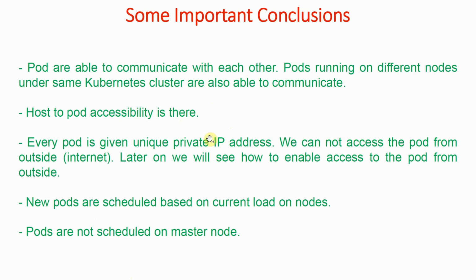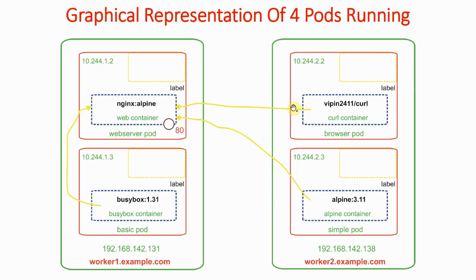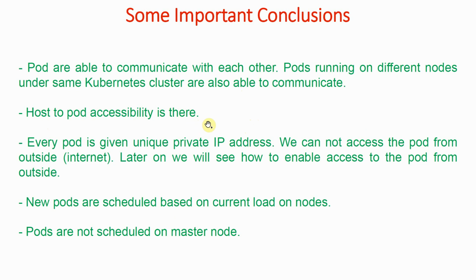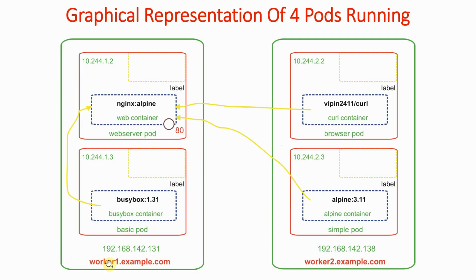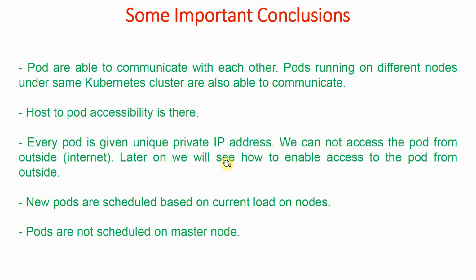Now, what are some important conclusions? We have run so many examples just to make you understand certain things, because we want our fundamentals to be clear. Pods are able to communicate with each other. Pods running on different nodes under the same Kubernetes cluster are also able to communicate. Like these pods are running here, this was running on another node, so they were able to communicate. Host to pod accessibility is there. That means from this host itself we will be able to connect to this. So pod to pod communication is possible, that we have seen earlier.